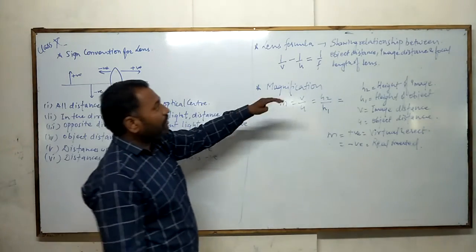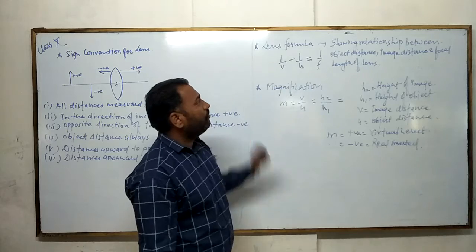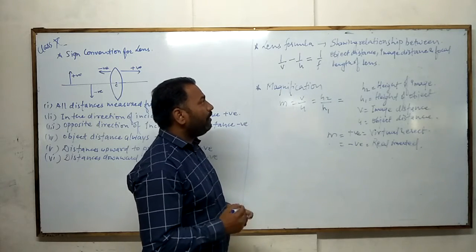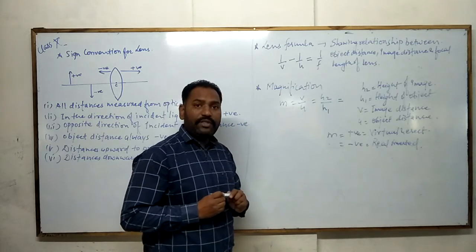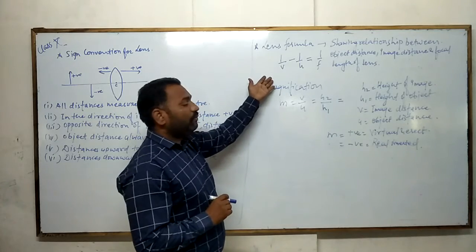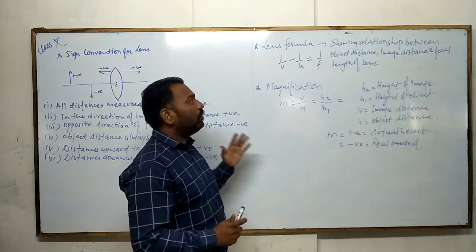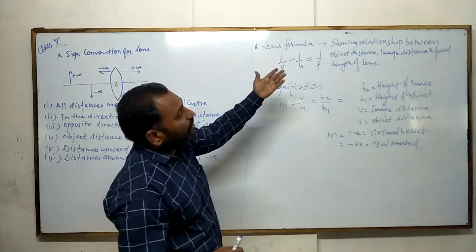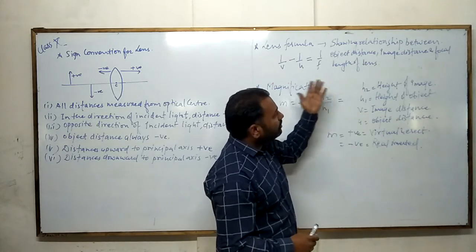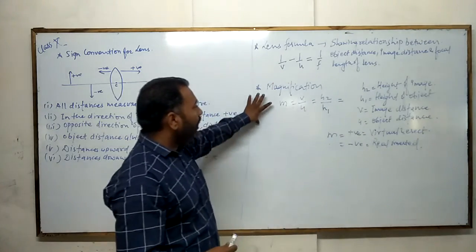Next is the lens formula, that is 1/v minus 1/u equal to 1/f. So here it is different from the mirror formula. In the mirror formula we already saw that 1/v plus 1/u is equal to 1/f. It shows a relationship between the object distance, image distance and focal length of a lens.